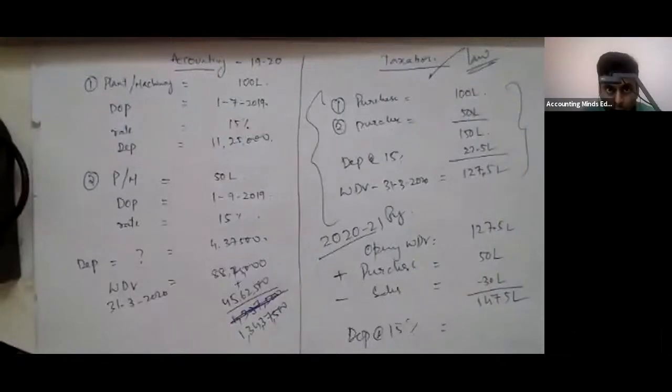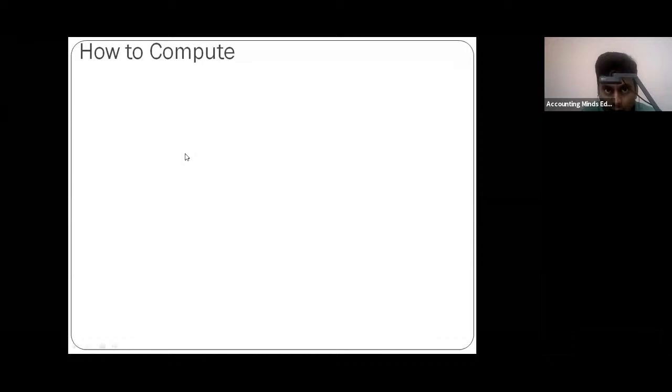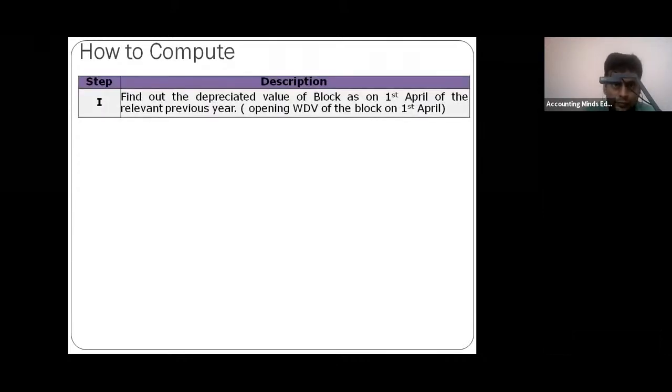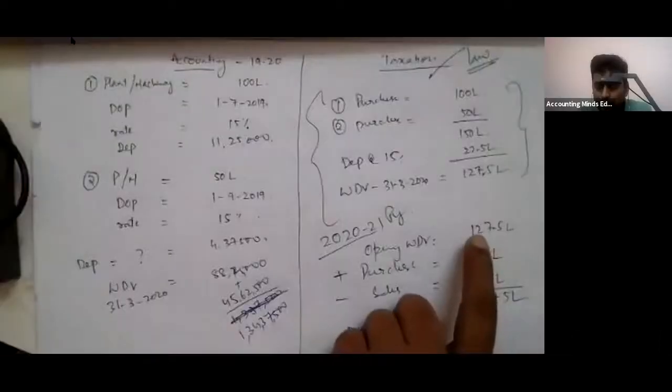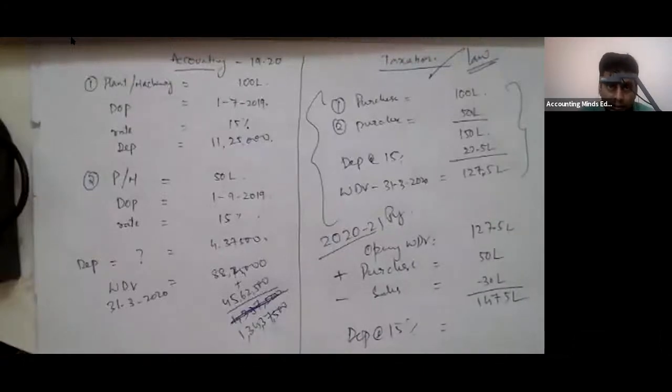Right. So now let us read the theory. How is it computed? I will ask Manisha to read it. How to compute? Step 1. Find out the depreciated value of block as on 1st April of the relevant previous year. That's the opening WDV of the block on 1st April. This is what I'm talking about. That you have to consider. Okay. Next.